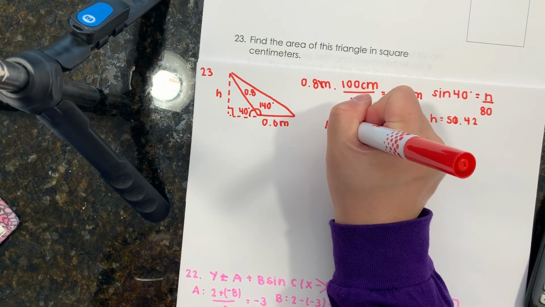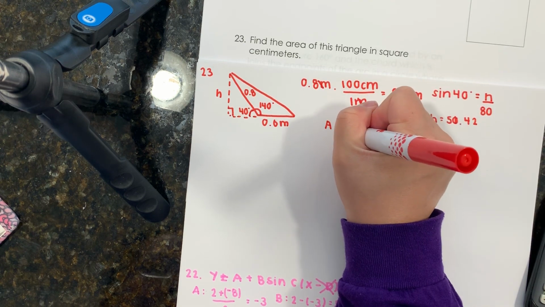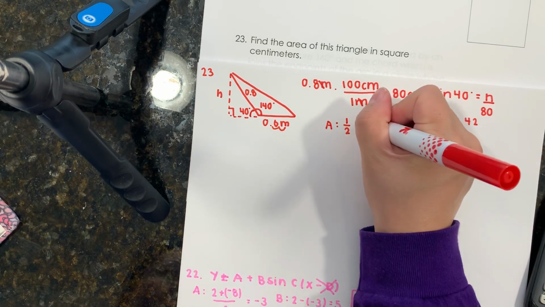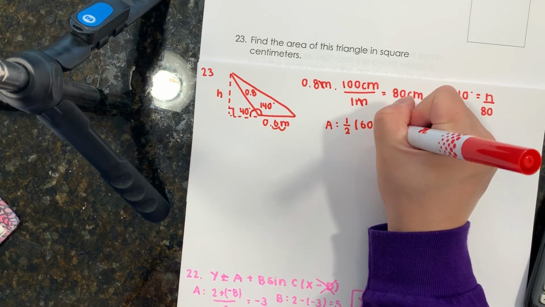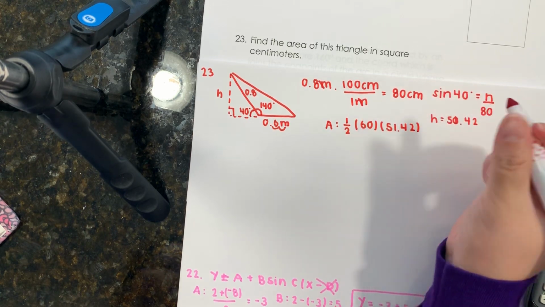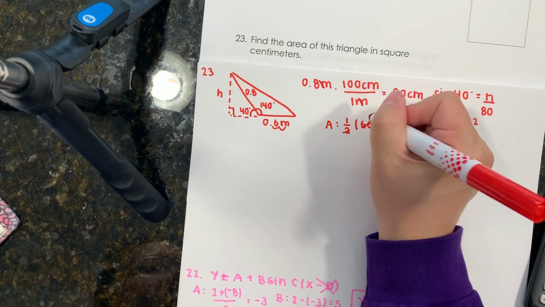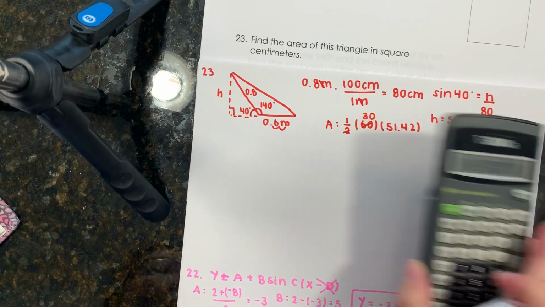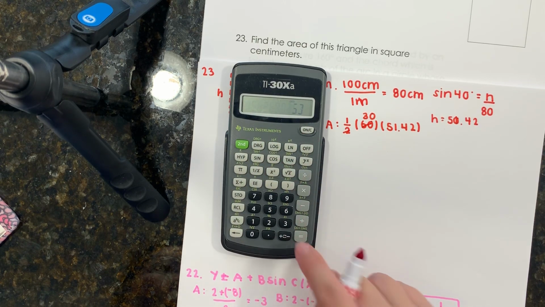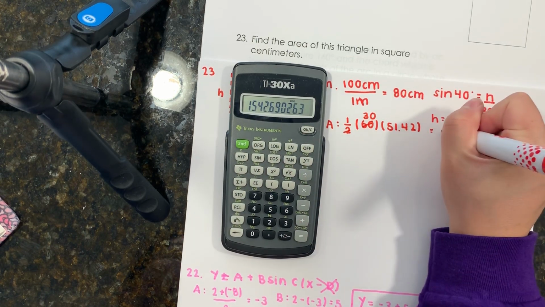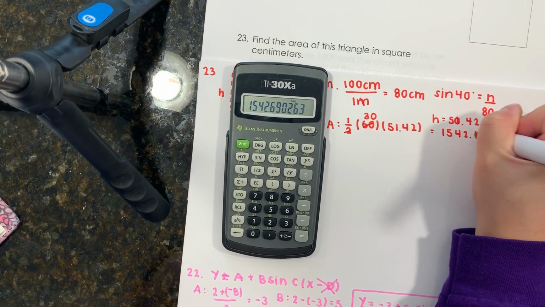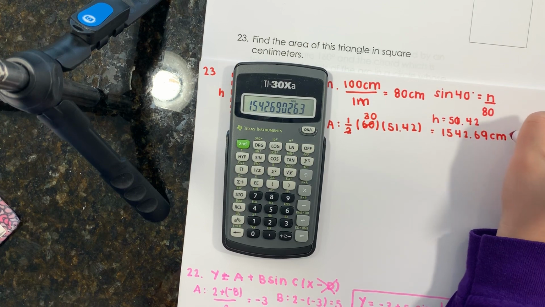The area is base times height divided by 2, so 1/2 base. Now if I convert this from meters to centimeters, it would be 60. So my base would be 60 times the height, which is the 51.42. But I know that 2 goes into 60 30 times. So really I'm just multiplying my given height by 30. And that would give you a result of 1,542.69, and that would be centimeters squared.